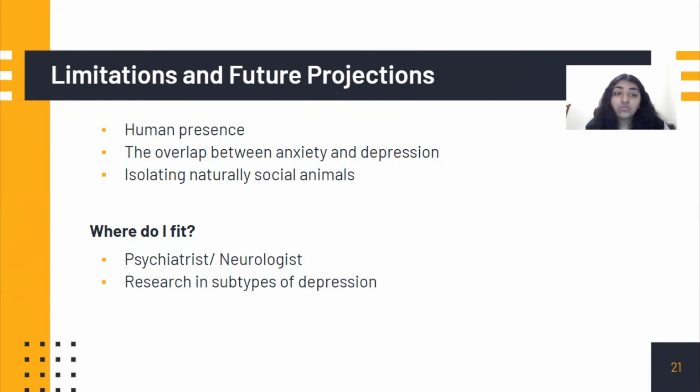In terms of where I fit, the plan for my future that I want to pursue is that I want to become a psychiatrist or a neurologist. And this would require me to go to med school and specialization. And once I have successfully gotten into this career, I want to research the subtypes of depression.